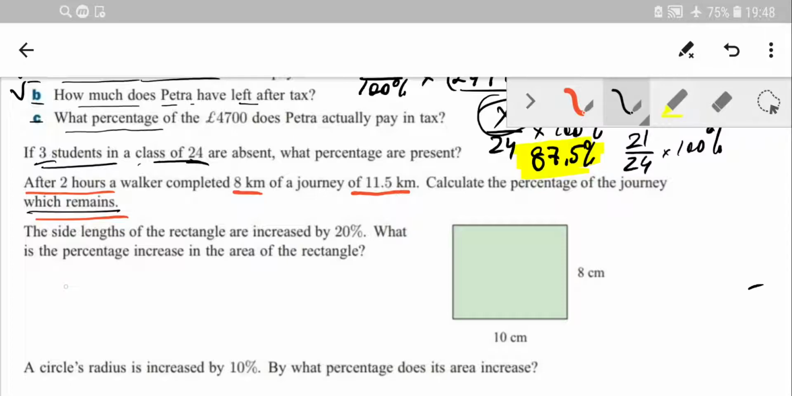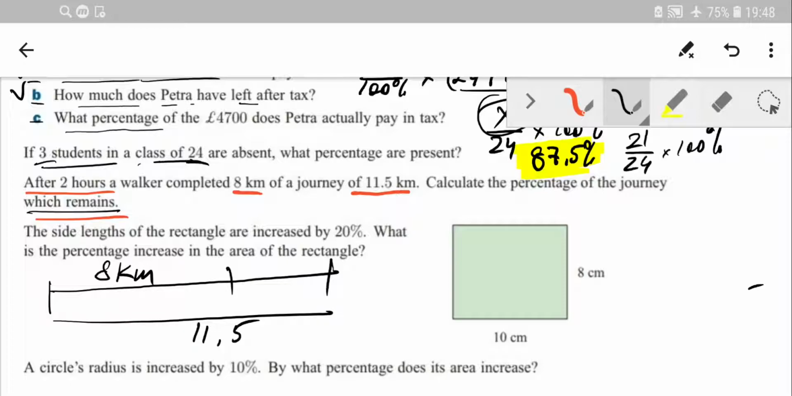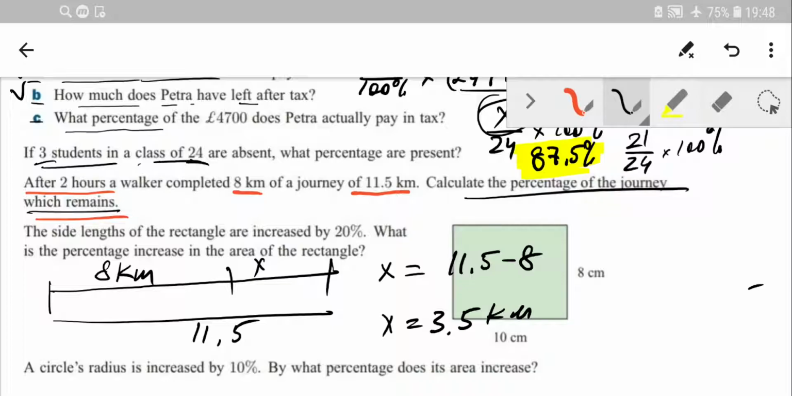So one more time, that's 8 kilometers, and the whole segment is 11.5. When we calculate x as the difference, 11.5 minus 8, we get 3.5 kilometers. And now we need to calculate the percentage of the journey which remains. So we're taking 3.5 kilometers out of 11.5, from the initial amount, and multiplying by 100. Yeah, now that's correct.